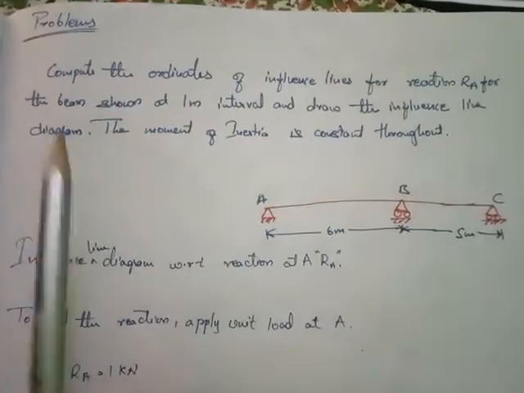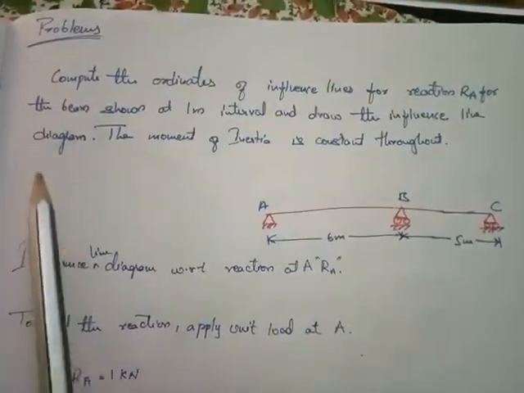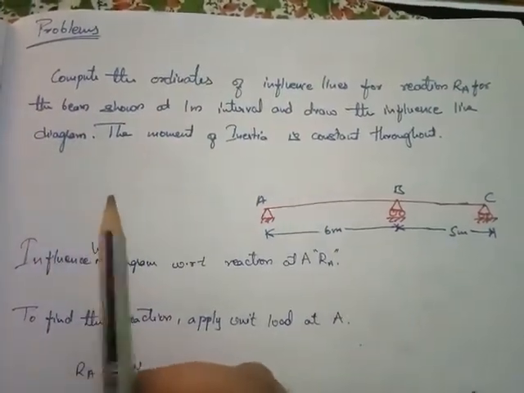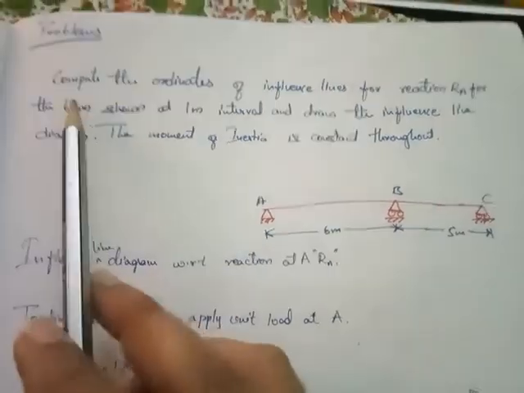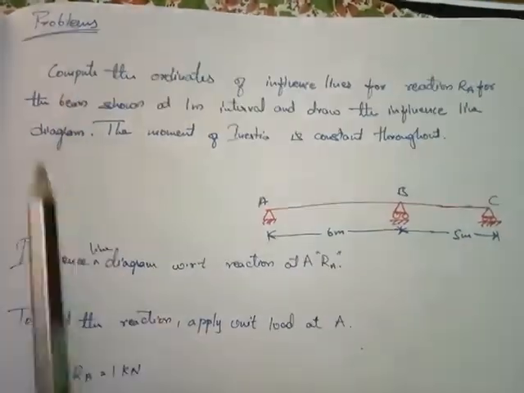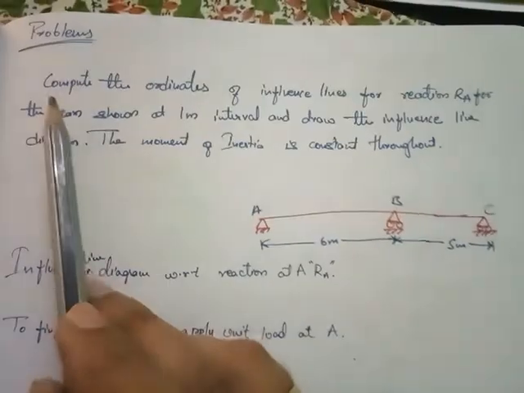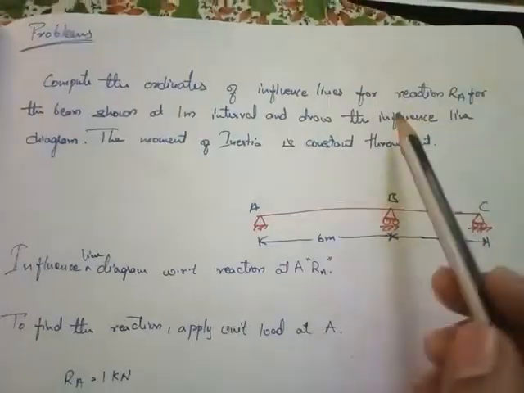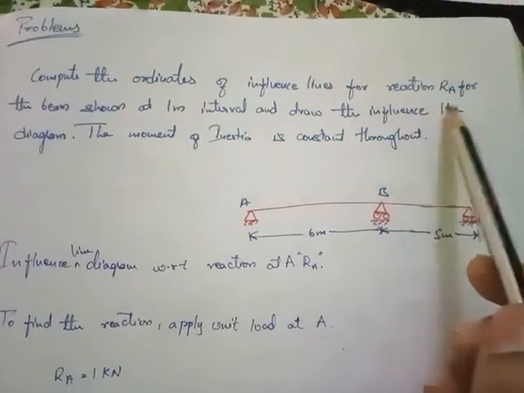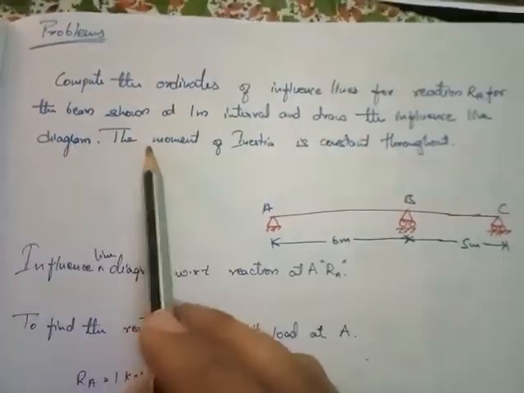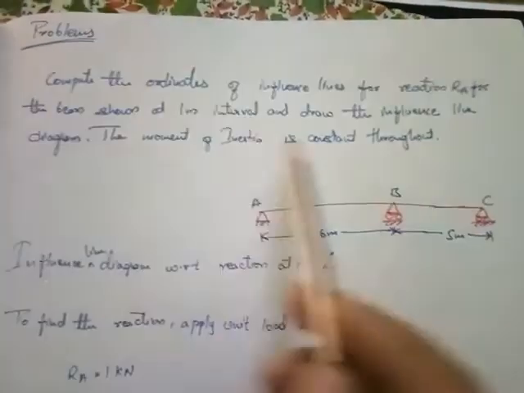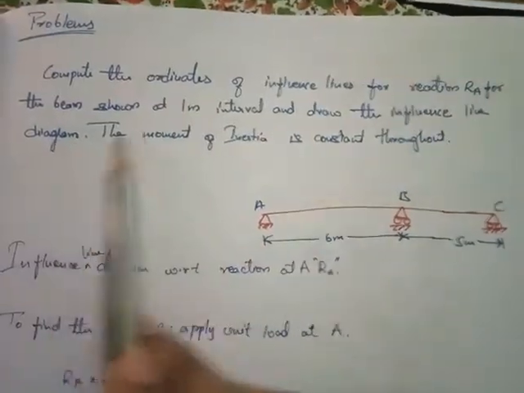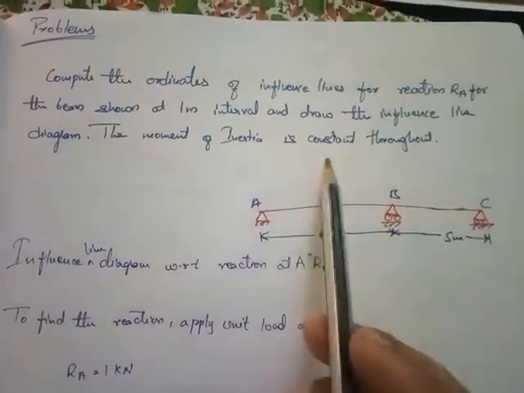Yes. So today we are discussing the influence line diagram, that is the model paper. First, in this paper they have asked to compute the ordinates of the influence line for reaction RA for the beam shown at 1 meter interval and draw the influence line diagram. The moment of inertia is constant throughout.